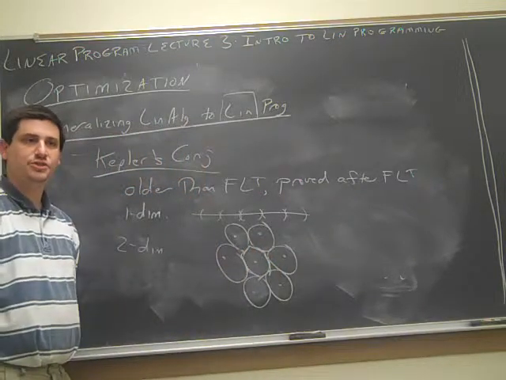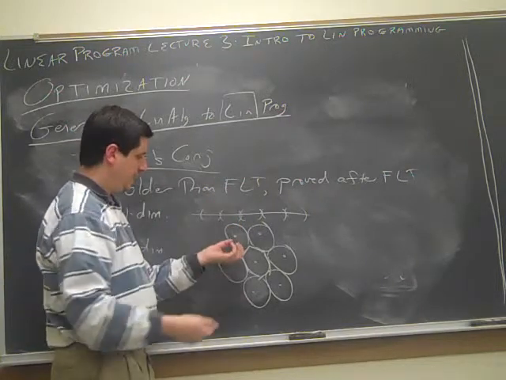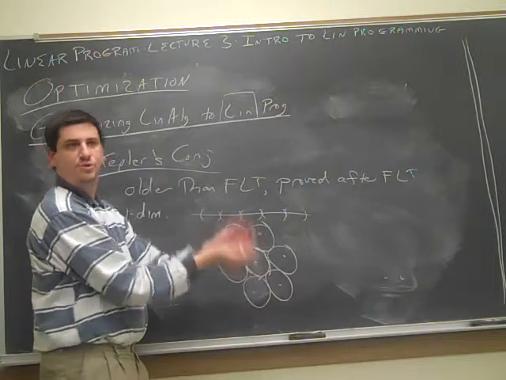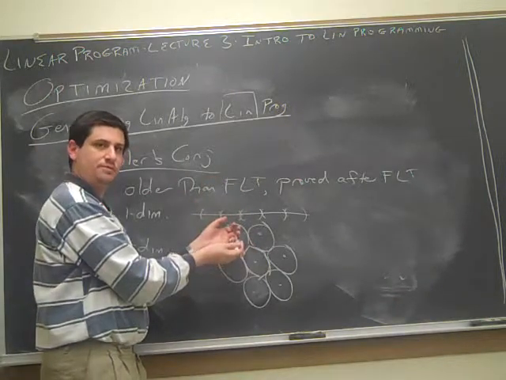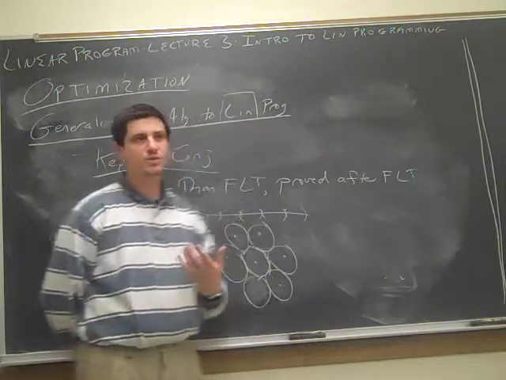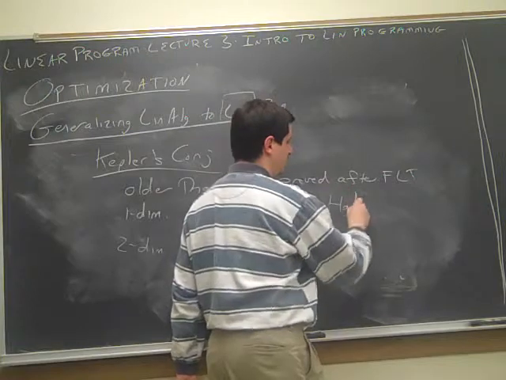In three dimensions, what was conjectured is what you do is you take these layers of hexagons, and in the valleys over here, you put the mountains from the next level. And it was conjectured that that was the best way to do it. And it was a monumental achievement when Hales and his student Ferguson finally proved this.